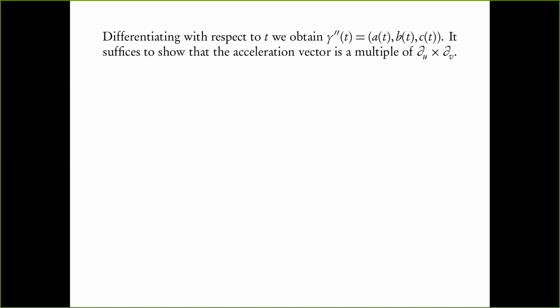So it suffices to show that gamma double prime is a multiple of del u cross del v. Remember, del u, del v are my basis for the tangent spaces. So del u means del by del u, and del v is del by del v, correct? And so these span the tangent space at any point. The cross product is going to be normal, and that's what we aim to show. All right. So any questions so far?